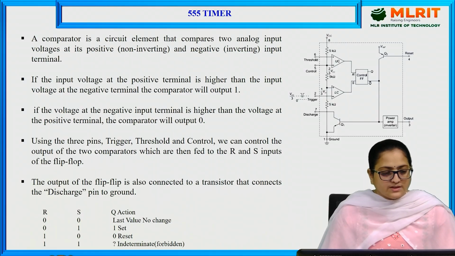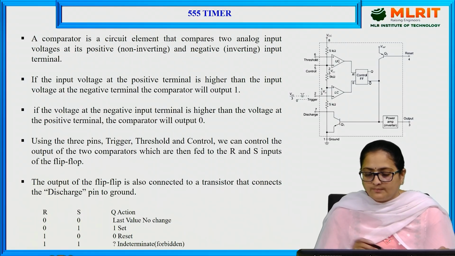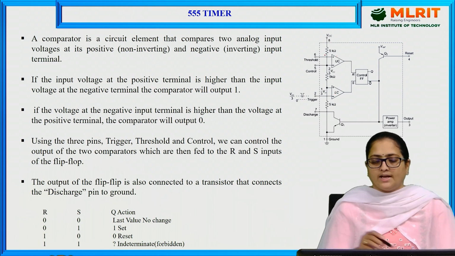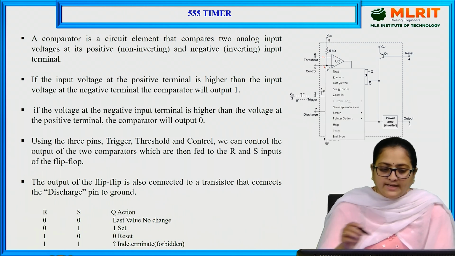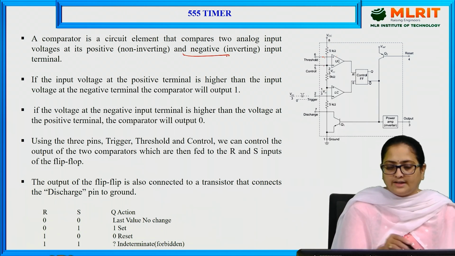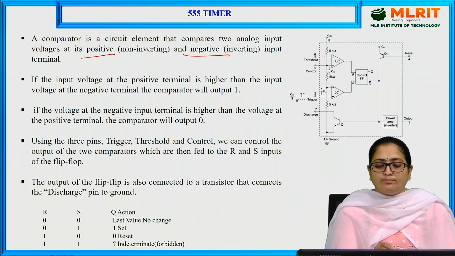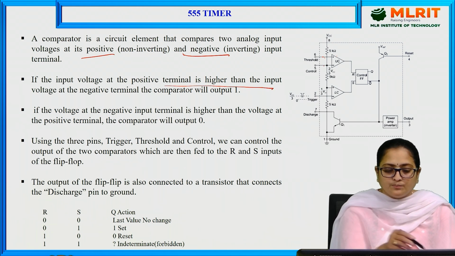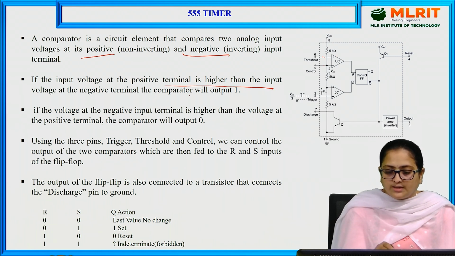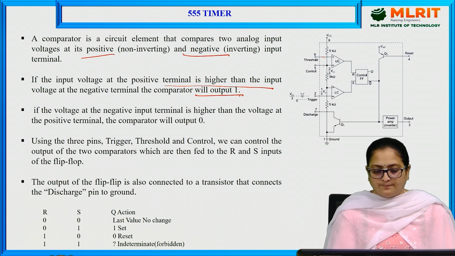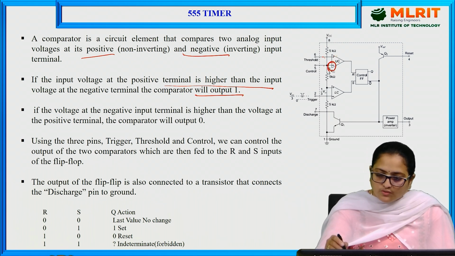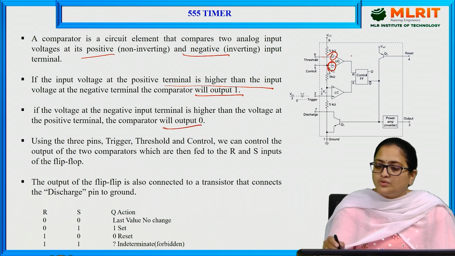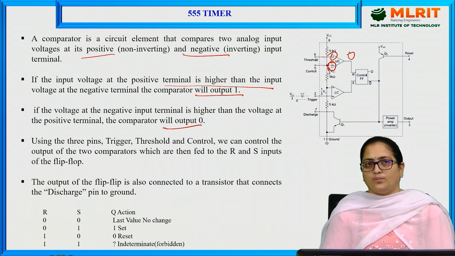The comparator is a circuit element that compares 2 analog input voltages at its positive and negative terminals. If the input voltage at the positive terminal is higher than the input voltage at the negative terminal, the comparator will produce an output of 1. If the voltage at the negative terminal is higher than the voltage at the positive terminal, then it produces an output voltage of 0.